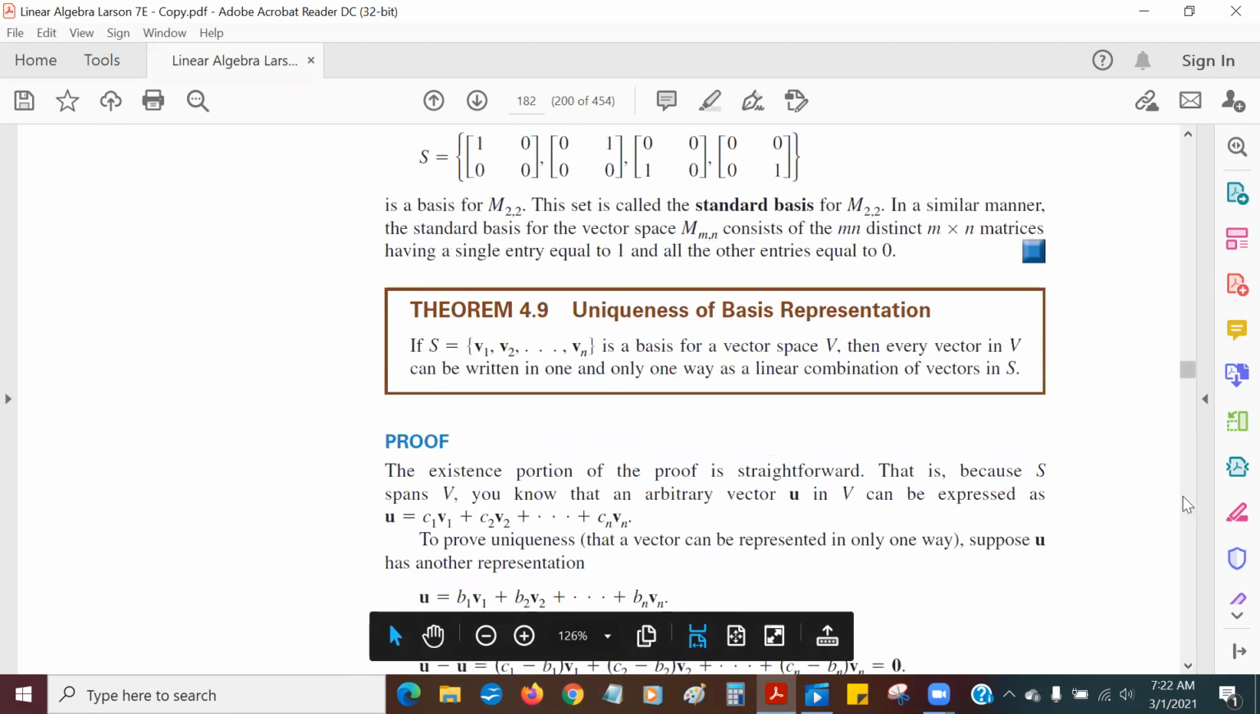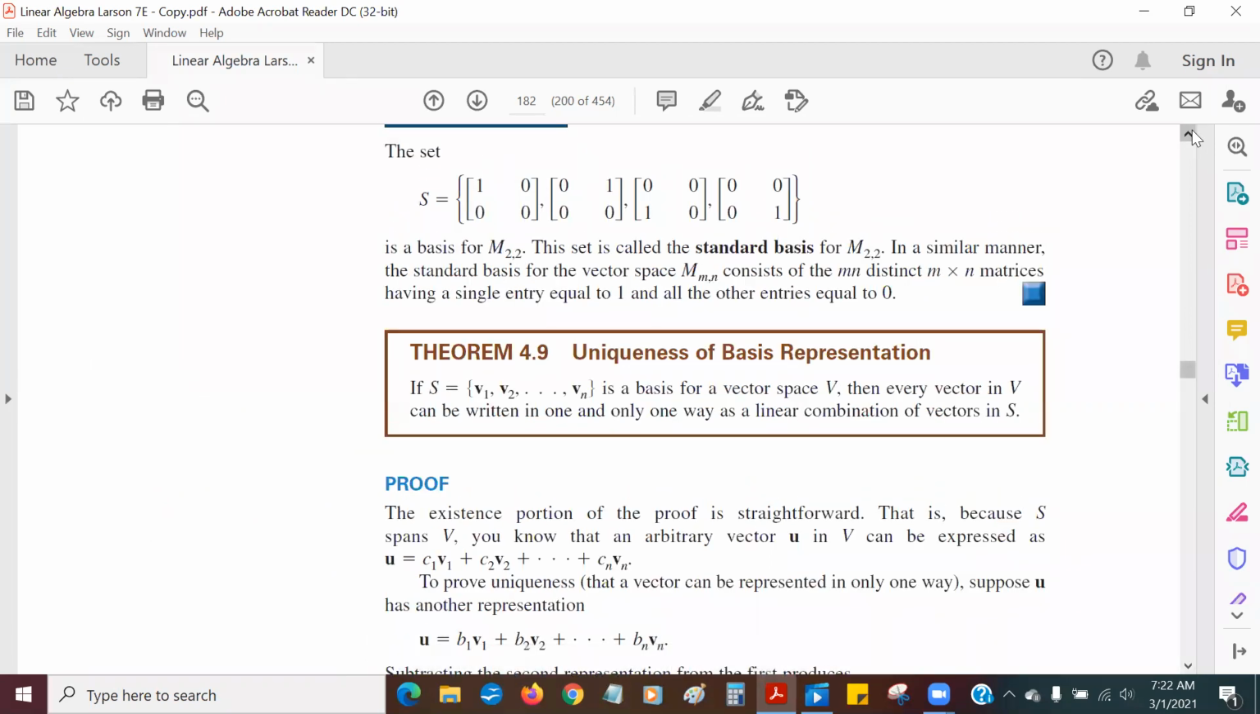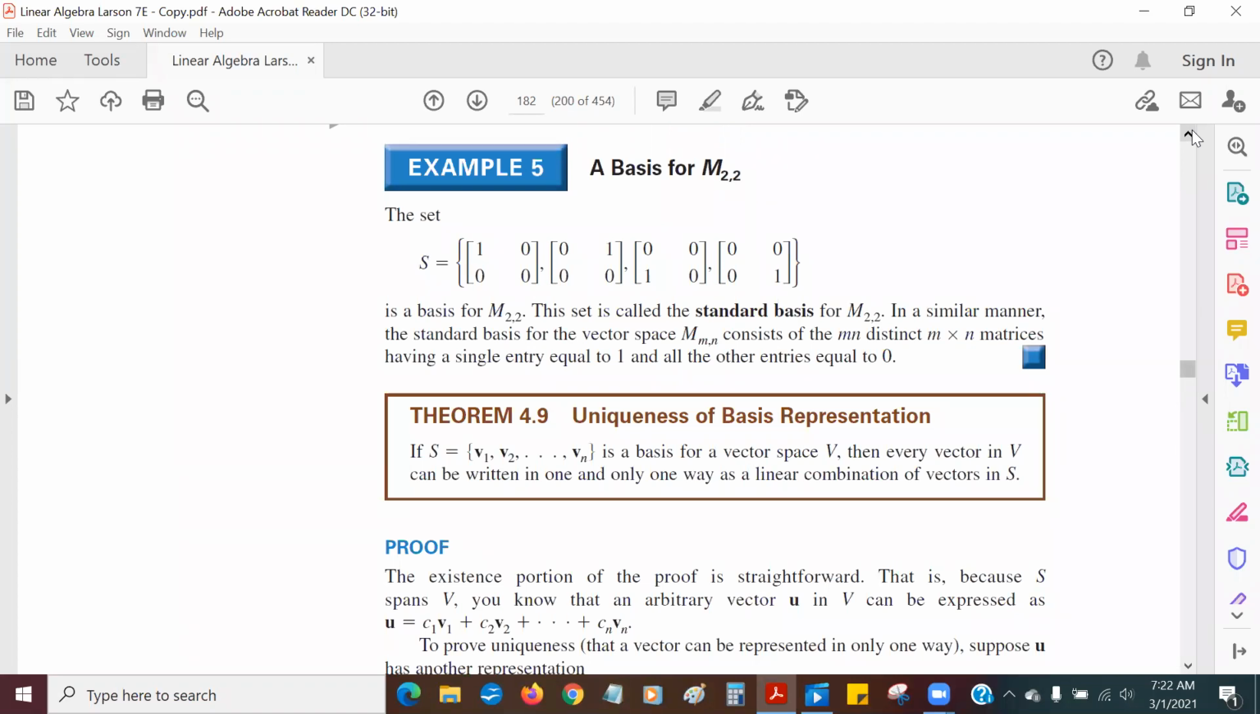Let's look at a basis for M22. What's M22? That's the set of all 2x2 square matrices. Well, again, this is going to be a standard basis: (1, 0, 0, 0), (0, 1, 0, 0), (0, 0, 1, 0), (0, 0, 0, 1). Basically, this is going to be the standard basis, and you can show the same way that it spans and it is linearly independent.